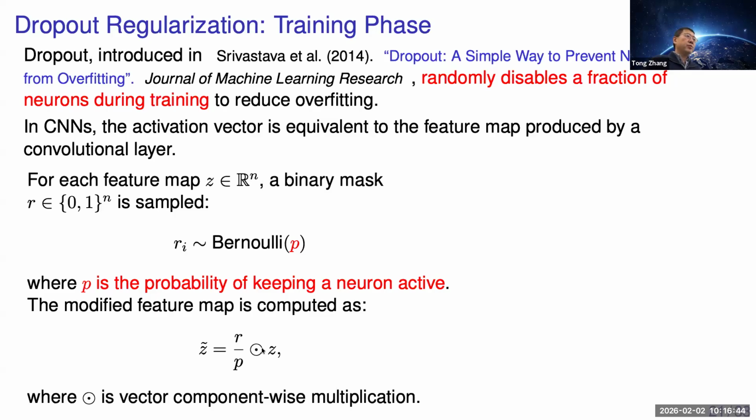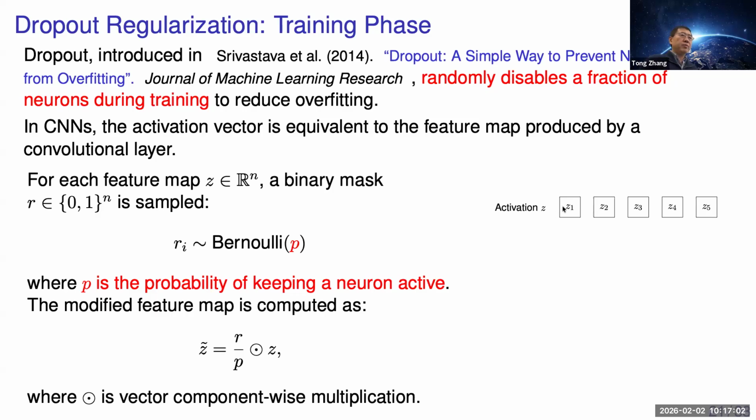The reason is once you do this, the inference is a little bit simpler. Otherwise you have to compensate at inference. But here, if you do this, the inference becomes simpler. So this is why I prefer that. But essentially, you modify the feature map as such.